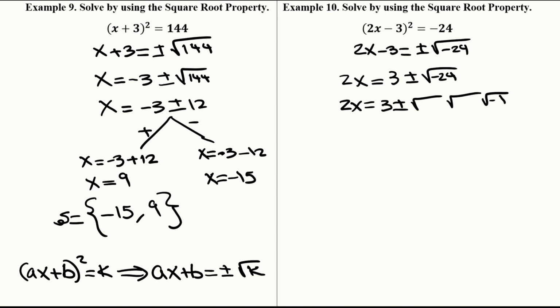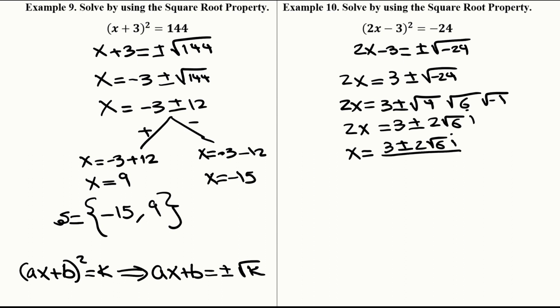So we know that means we need a 4 here, and a 6 in the next radical. Here we go, 4 here and 6 here. So we end up with 2x equals 3 plus or minus 2 radical 6i. Now we can divide both sides by 2 to get x equals 3 plus or minus 2 radical 6i over 2.